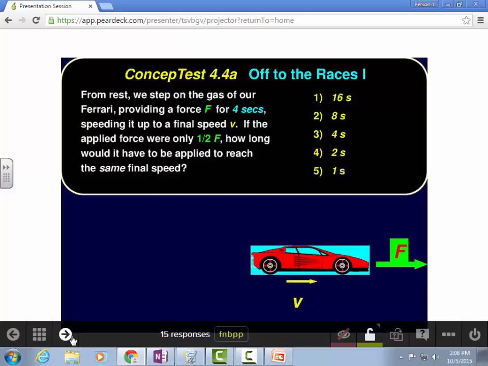Can we hear it? No. Unfortunately, no. All right. So, what do you guys have? What are you doing to the acceleration? Cutting it in half. In order to reach the same final speed, you'd need to double the time. V equals AT, assuming that Vi is 0. V equals AT, you'd have to double the time to reach the same Vf.